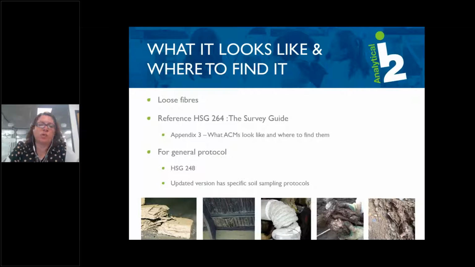There are reference documents about what it looks like and where to find it, and various contexts and uses. That's in HSG 264, the survey guide, and there's also HSG 248, which gives a general protocol on asbestos sampling and bulk analysis. It has recently been updated to include a soil-specific section and a soil-specific optional analysis route in Appendix 7. But I'm not going to talk too much about that today.